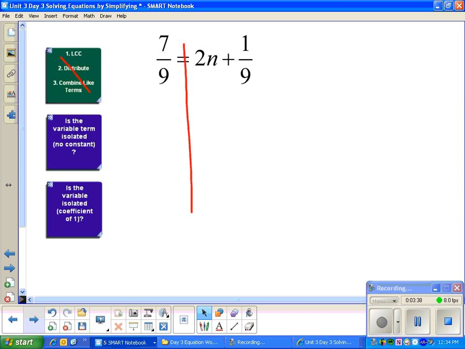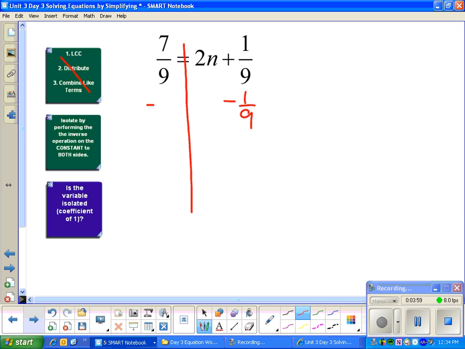Okay. Is the variable term isolated? Are there no constants? So this is my variable term, right? And I'm adding a constant to it. I'm adding 1/9 to it. So it's not isolated. I've got to get rid of that 1/9. So I'm going to subtract 1/9 from both sides. Well, let me show you what this is.